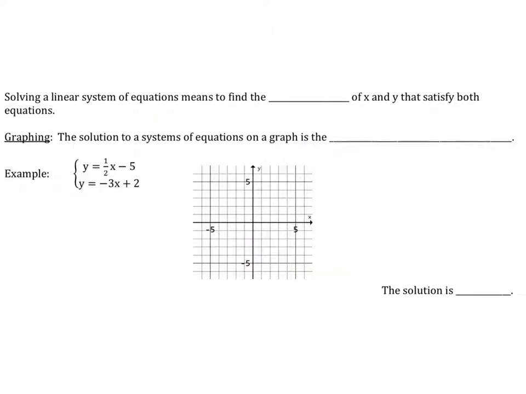Alright, so when we solve a system of equations, and that doesn't have to be linear, we're finding the values for x and y that satisfy both equations. When we're graphing, the solution to a system of equations on a graph is where those two graphs intersect. In this case, we're dealing with lines, so I'm just going to write where the lines cross. And more mathematically, intersect is the word we want.